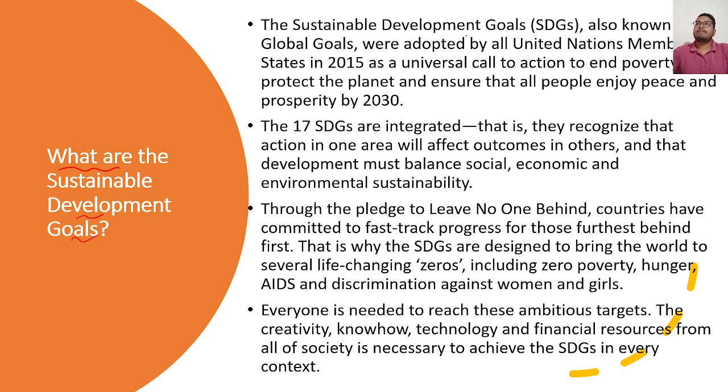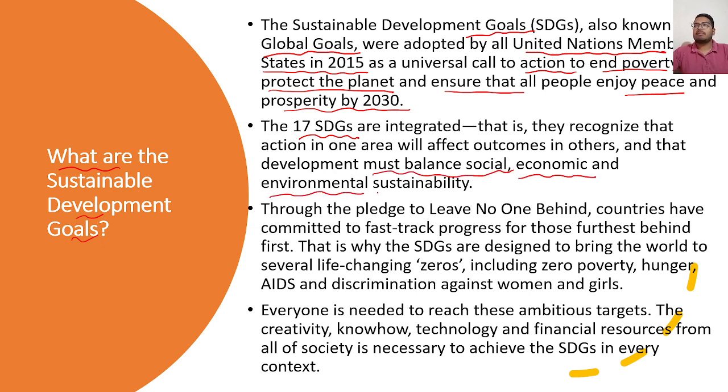The Sustainable Development Goals, SDGs, also known as the Global Goals, were adopted by all United Nations member states in 2015 as a universal call to action to end poverty, protect the planet, and ensure that all people enjoy peace and prosperity by 2030. There are 17 SDGs that are integrated. That is, they recognize that action in one area will affect outcomes in others, and that development must balance social, economic, and environmental sustainability.